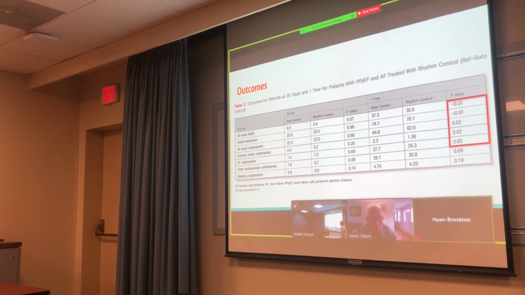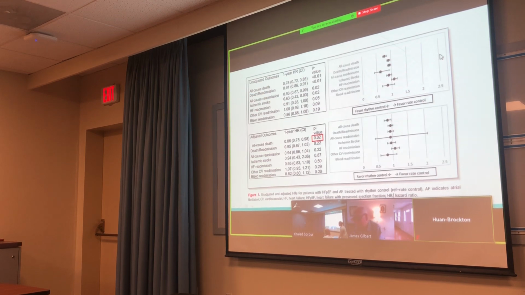So this was the main results from the paper. They were looking at outcomes for patients who were being treated with rate control versus rhythm control after a 30-day period as well as a 1-year period. And what they found, surprisingly, was that patients in the rhythm control group were significantly less likely to have the outcomes of all-cause death, all readmissions, stroke readmissions, and heart failure readmissions. It's interesting that it's not necessarily significant at the 30-day time point, but after 1 year, you are able to see these differences.